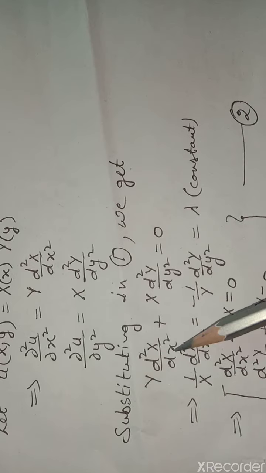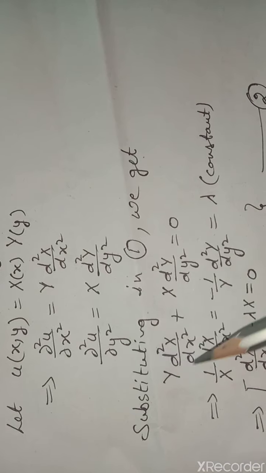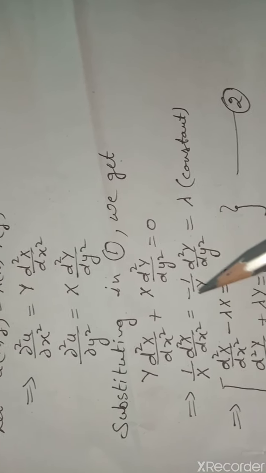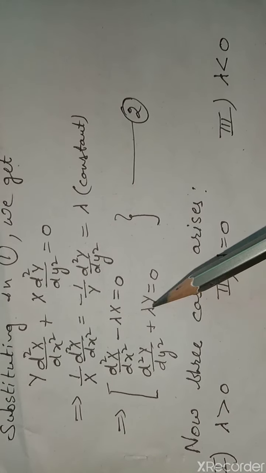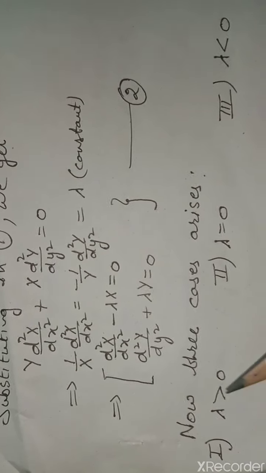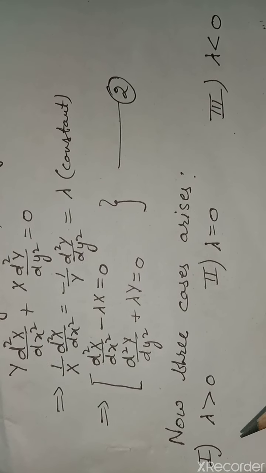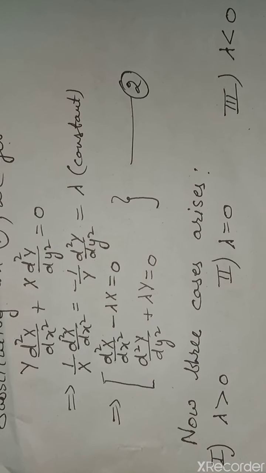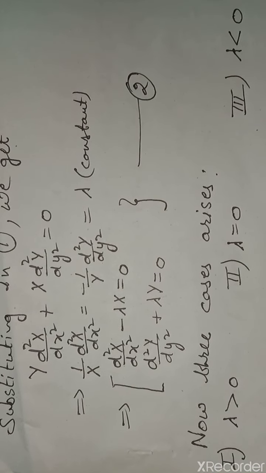So the given Laplace equation was a partial differential equation, but now we have ordinary differential equations. Equate this to lambda. Lambda is some constant. So this equation is divided into two ordinary differential equations. Okay. So now for lambda, we have three choices. Lambda may be greater than 0, lambda may be equal to 0, and lambda may be less than 0. We are doing the same things as we have already done in the solution of wave equation and heat equation. So let's see what happens.